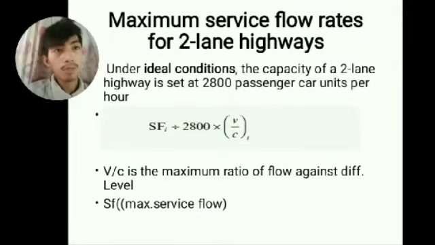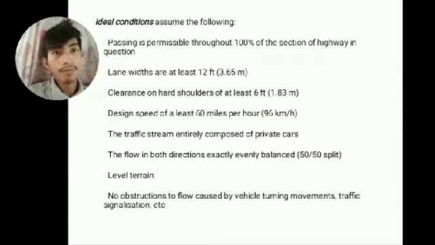Lumako naman tayo sa maximum service flow range for 2-lane highway. Under sa ideal conditions, yung 2-lane highway ay meron daw 2800 passenger car units per hour. So ito yung magiging formula natin sa service factor divide 2800 times BC. Yung 2800 na yun ay magiging constant natin. Alam naman natin yung BC ay yung maximum ratio of flow rates in different levels. So sa ideal conditions, dapat ma-achieve niya ito yung mga conditions na to.